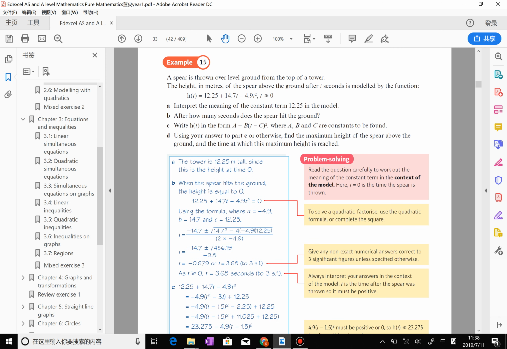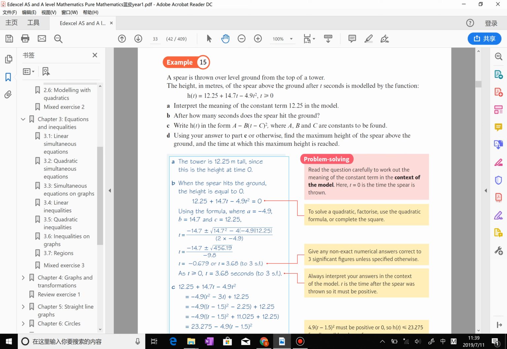You need to interpret the meaning of the constant term 12.25 in the model. So t stands for time. When t equals 0, we have h(0) equals 12.25, which means at the very beginning the height is 12.25, which is exactly the height of the tower. When you are standing at the top of the tower and you haven't thrown the spear yet, that's t equals 0. So 12.25 meters means the height of the tower.